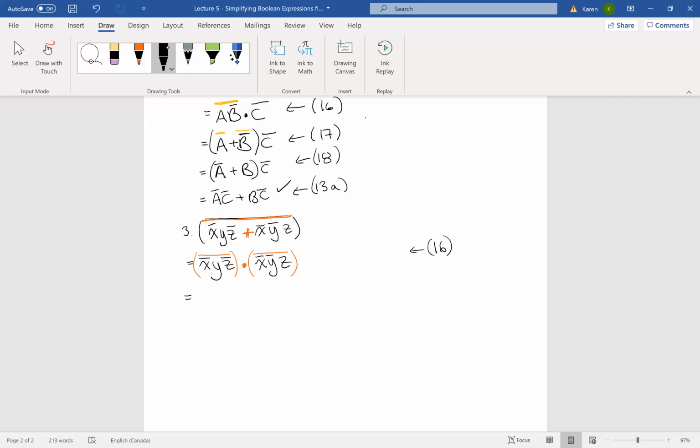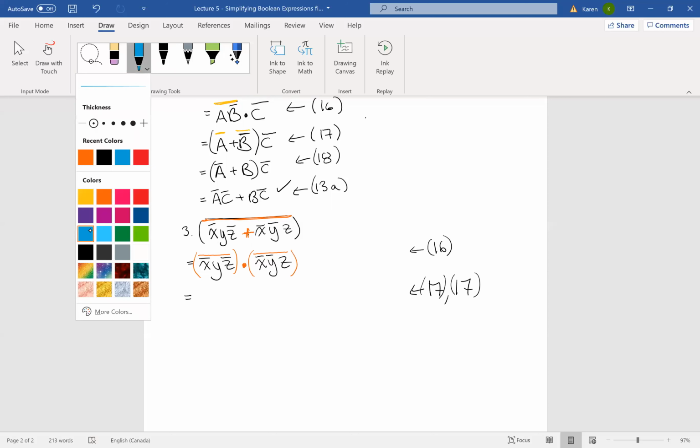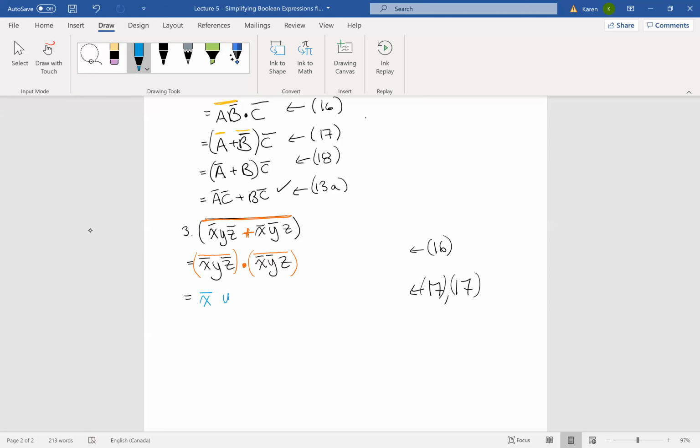So now I'm going to use De Morgan's again, but this time it is number 17. And I'm going to use 17 twice, one for this and one for this. So here I am using 17. So I'm going to write down the same inputs that I had under this big orange bar, but I'm going to change the sign. That lets me break up.